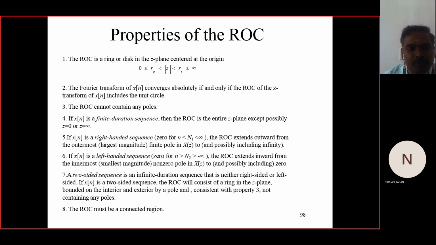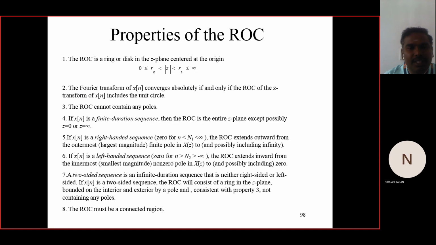So the properties of the ROC. The ROC is a ring or disk in the Z plane centered at the origin. So either we consider it as a ring or the disk form. If you consider this, then 0 is less than or equal to R, less than modulus of Z, less than L, less than or equal to infinity. So R and L represent the right and left bounds. The Fourier transform of x of n converges absolutely if and only if the ROC of the Z transform of x of n includes the unit circle. The ROC cannot contain any poles. So it doesn't have any poles.